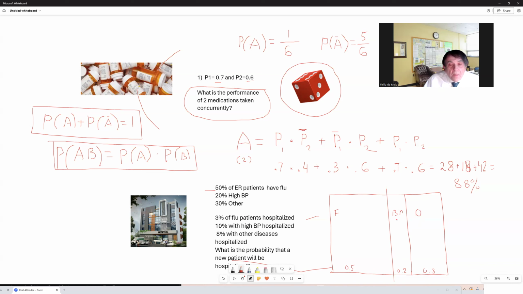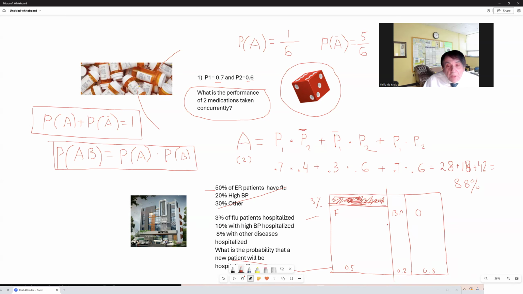Now what I have to do is use the rest of the information. So 3% of flu patients are hospitalized, so I have to put here 3%. It should be a horizontal line, but I'm drawing everything by hand. So this is 3% hospitalized.